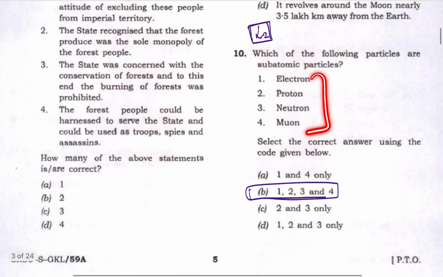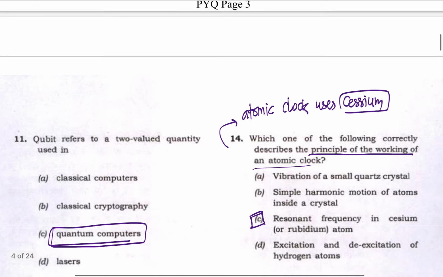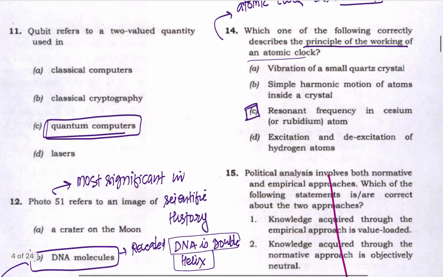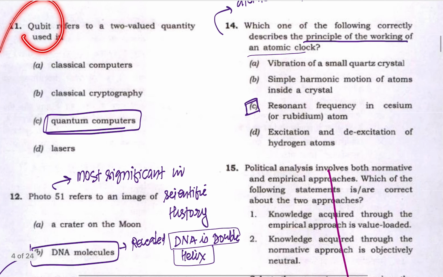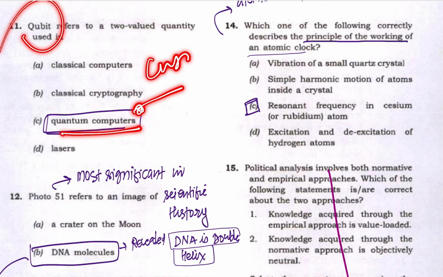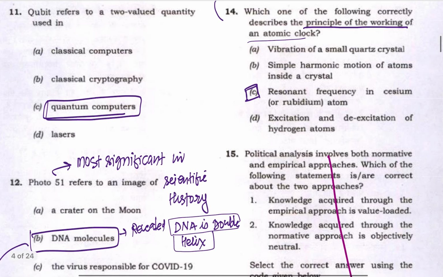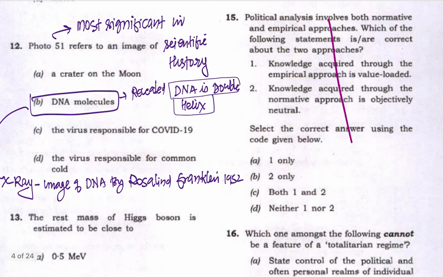Now these are the subatomic particles. Qubit refers to the quantum computer. We know this question came from UPSC 2022. Principal working of atomic clock: an atomic clock uses the resonant frequency in the cesium and rubidium atom. So 3 is correct.